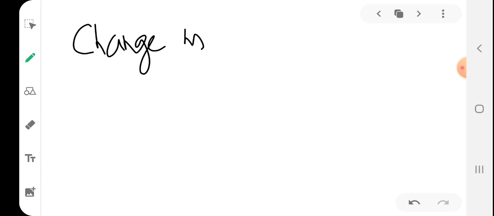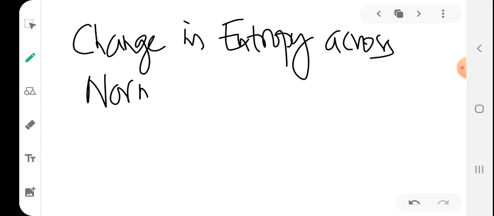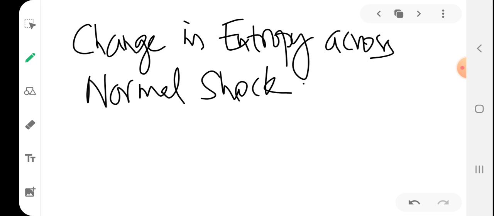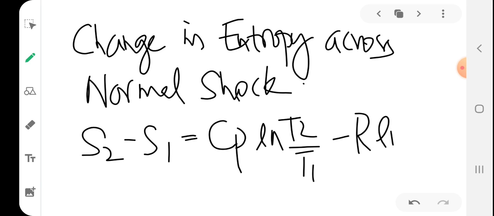Okay, so that's it. Now we will learn the change in entropy across a normal shock. What is the change in entropy? S2 minus S1, where S2 is the entropy downstream of the normal shock and S1 is the entropy upstream of the normal shock. The normal entropy equation is Cp log T2 by T1 minus R log P2 by P1, right? So this is the normal equation for S2 minus S1.